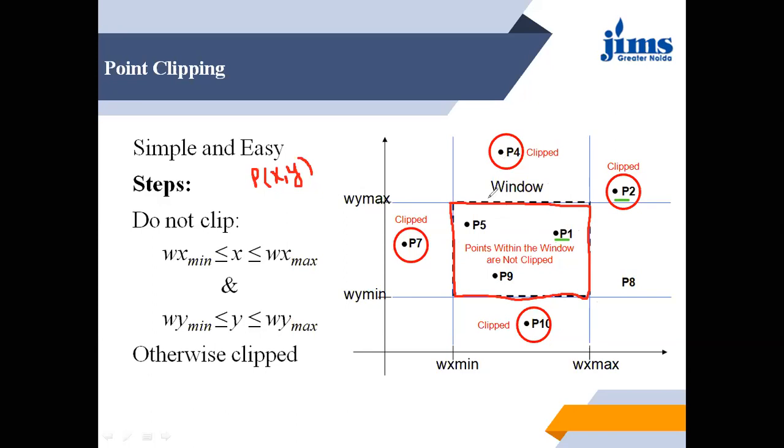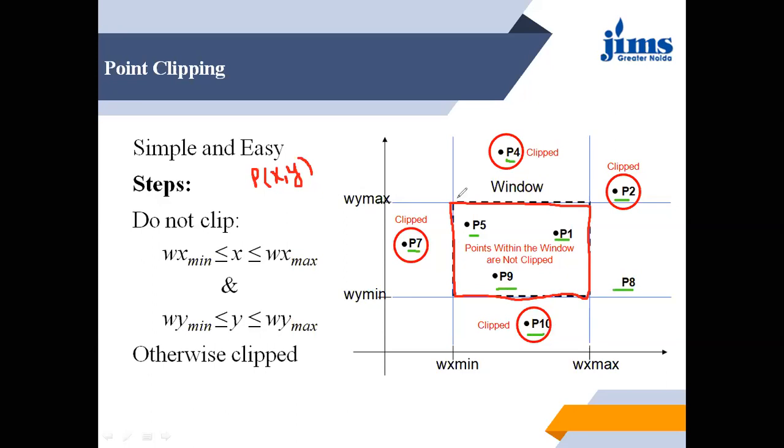Where is P3? Okay, leave it. P4, P5, P7, P8, P9, and P10. These are different points. Now we want to find out which points we have to clip and which are the points that do not need to be clipped.